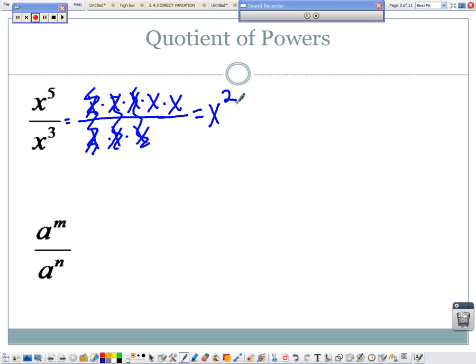A rule that we might use for this, remember when we were multiplying items, we actually added their exponents. So when we divide, we're actually going to subtract their exponents. So 5 minus 3 would give us 2. So a rule we might use for this one would be a to the m minus n. Now one important thing you need to remember is that the top number needs to be first and the bottom exponent is going to be subtracted second.